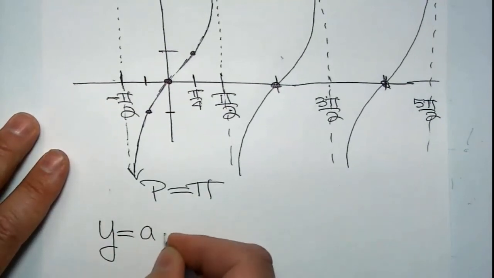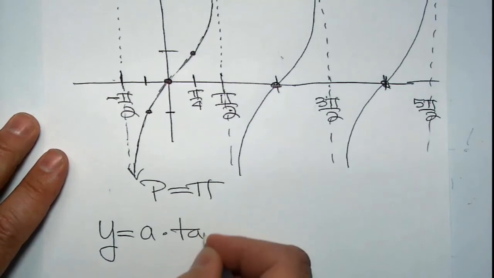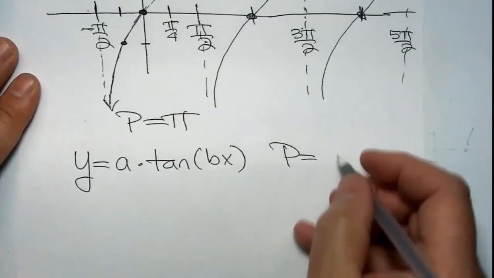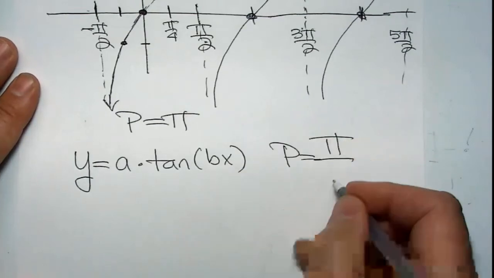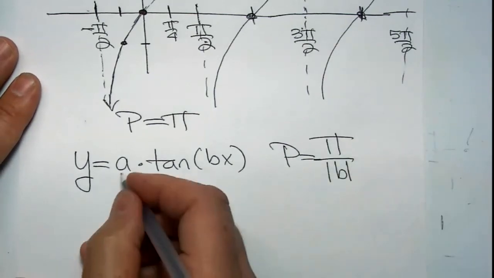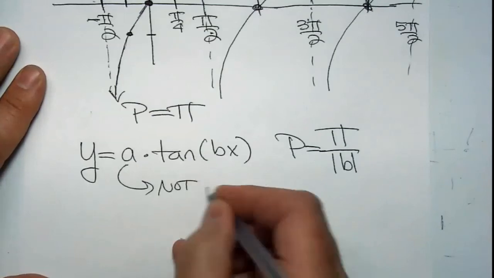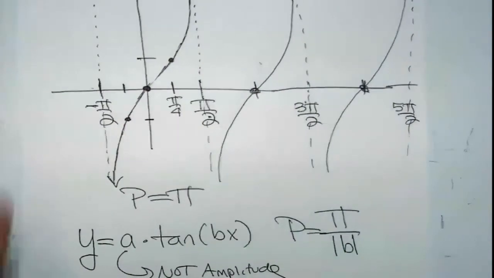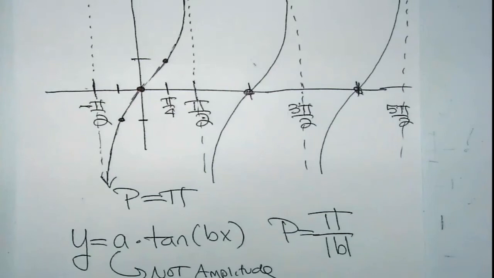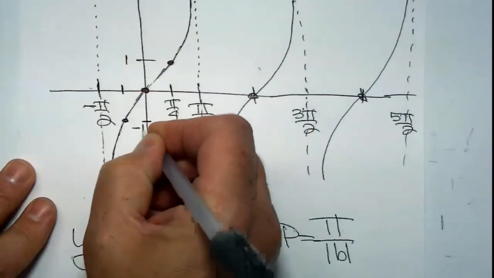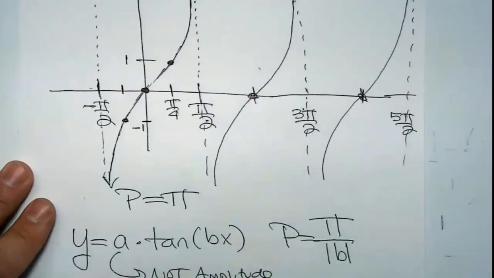But we want to be able to alter these two coefficients. So the period is related to the b, but the normal period for tangent is not 2 pi, it's pi. So it's pi over b is the new period. Now a is not amplitude, because the amplitude is pretty much infinite for all of this. You can see there is no real amplitude, there's no limit to the y value. But what a does is alter this location here. Instead of 1 and minus 1, you're going to get a and minus a.